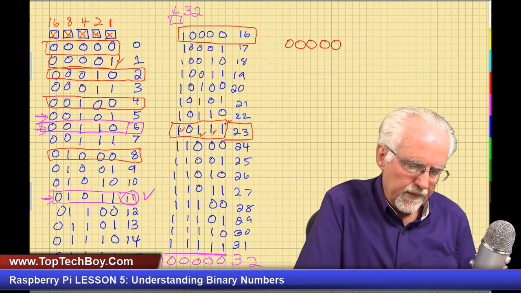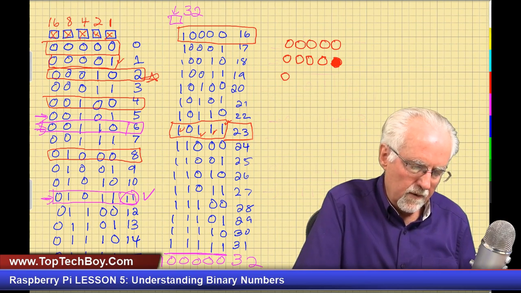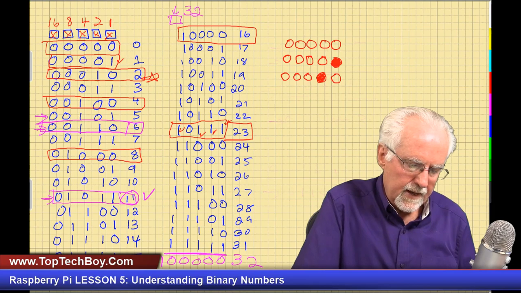00001. Well, what would that be? That would be off, off, off, off. And then what would you do with this LED? You would turn it on. And then similarly, if we did 2, that would be off, off, off, on, off. Okay. I'll do one more. Off, off, off, on, on.